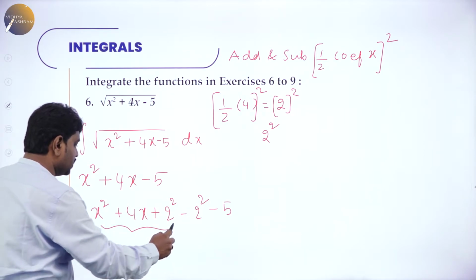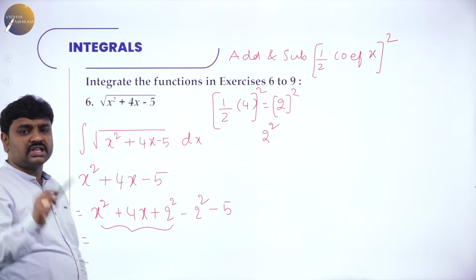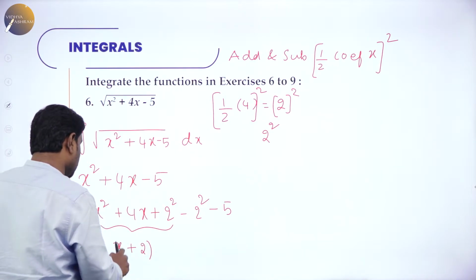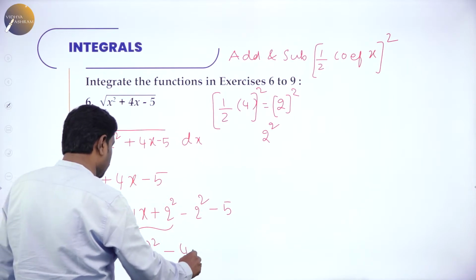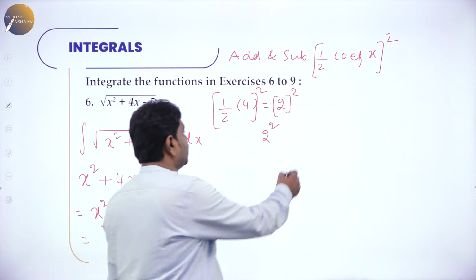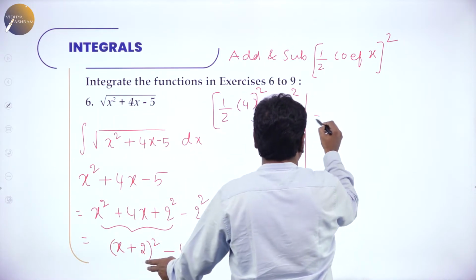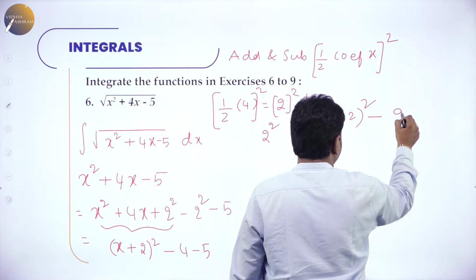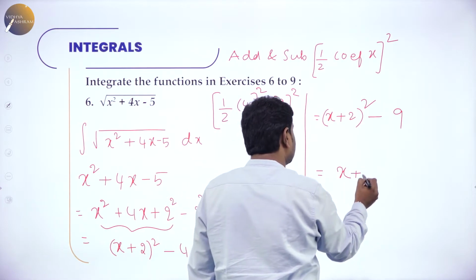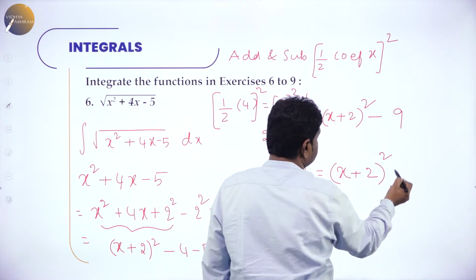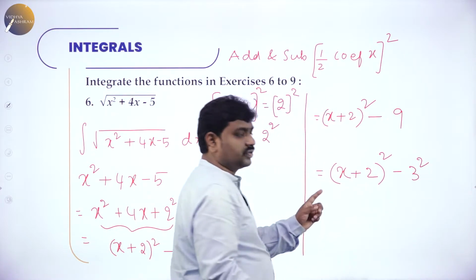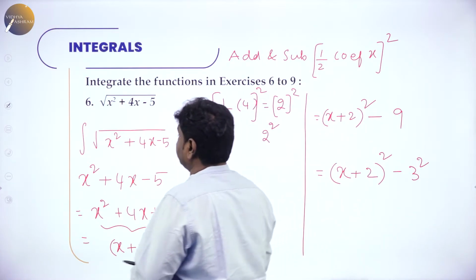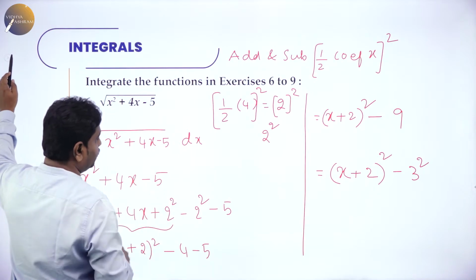Now these three terms are a square, b square, 2ab. What is a square plus b square plus 2ab? It is a plus b the whole square. So this will become x plus 2 the whole square minus 2 square, which is 4, minus 5. Now you can write the given expression as x plus 2 the whole square minus 4 minus 5, which is minus 9, or you can write it as x plus 2 the whole square minus 3 square. So the given expression x square plus 4x minus 5 can be written like this by completing the squares.